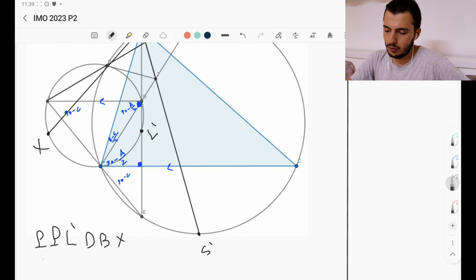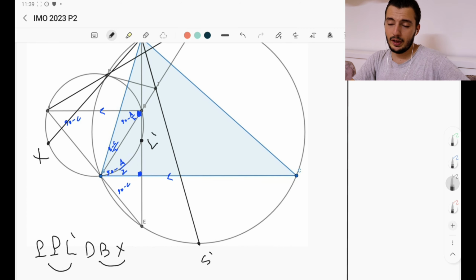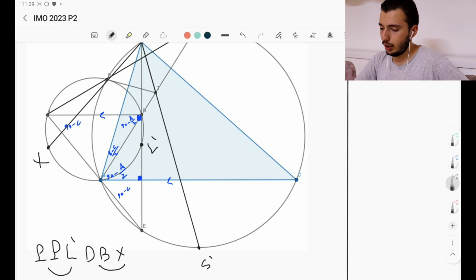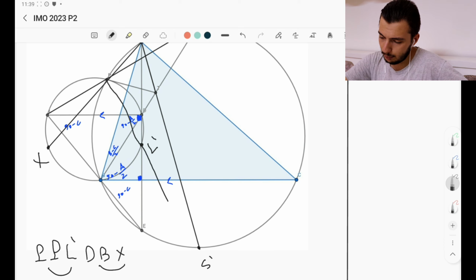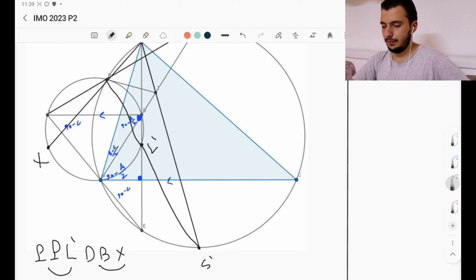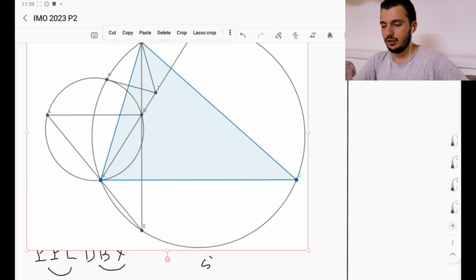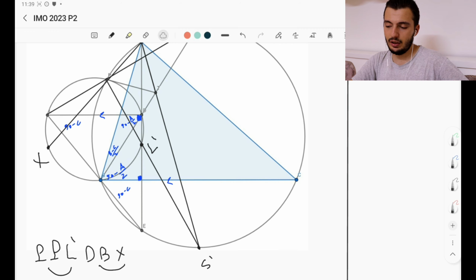Okay, so what did we miss? We put PP, we took L prime D, so we missed PL prime and PX. So let's hope that indeed S prime lies on these. First let's check PL prime, here, P and L prime. Well, that's good news. They seem to be collinear, right? So probably we should be done now.